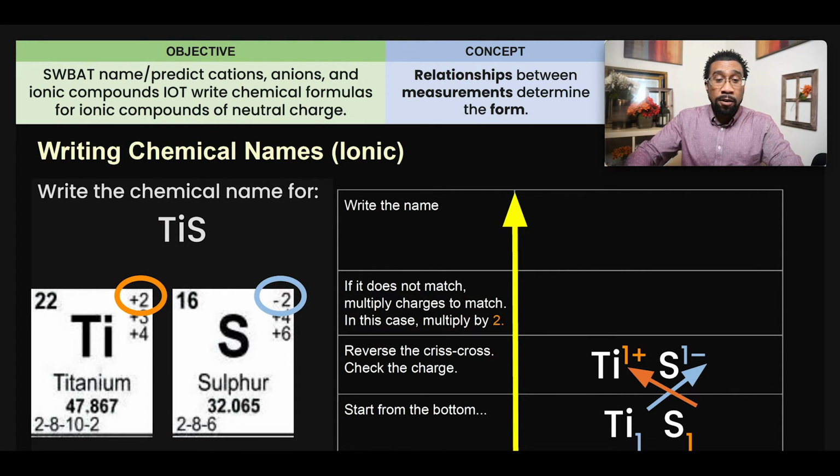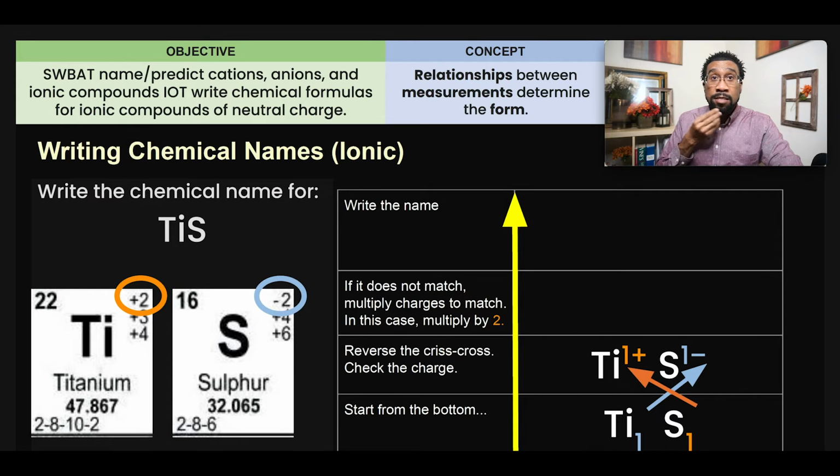Let's look. Oh my goodness. If I look, titanium can't have a positive 1 charge. It does not like to have a positive 1 charge. And sulfur doesn't even like to have a negative 1 charge. So both of these are wrong. So how do we fix this? How do we find the right name?